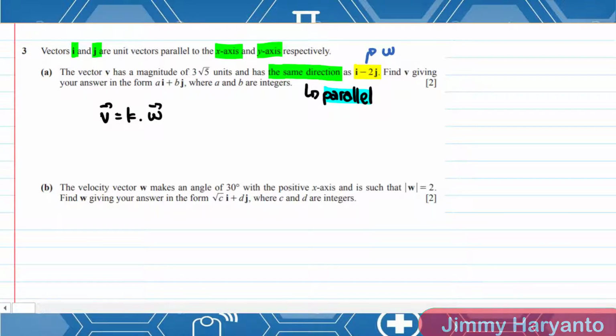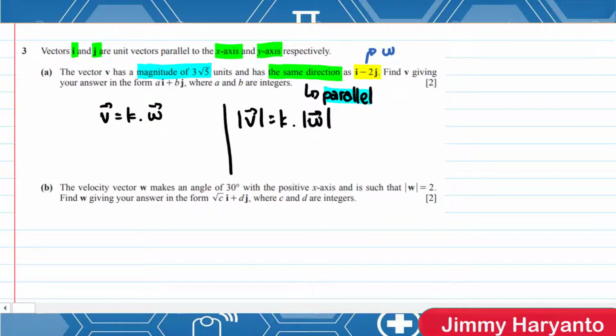But the given one for vector v is the magnitude, not the vector. So you cannot find the vector v directly. You have to find k first using another approach. The approach is the magnitude of v equals k times the magnitude of w, because the magnitude of the multiplication is the same as the multiplication of the magnitudes. So the magnitude of v is 3 square root of 5, equals k times the magnitude of w.